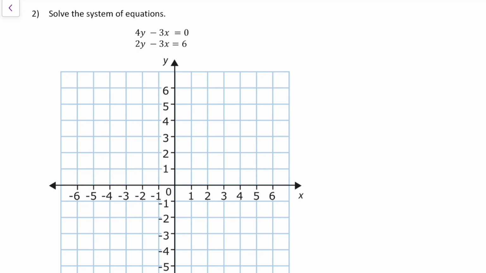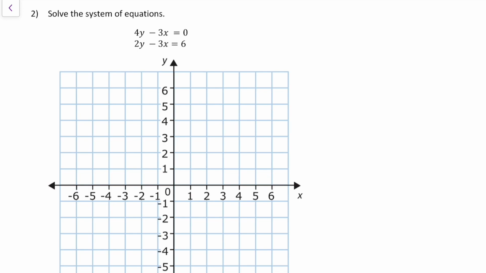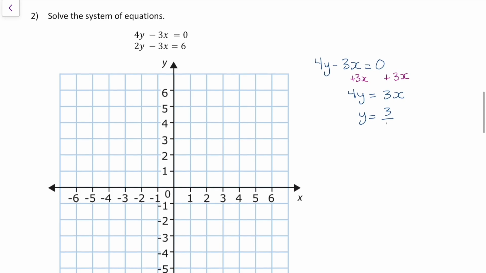Okay, so again, I like to use my y equals mx plus b equation in order to graph. So I'm going to rearrange these and see if they give me some nice numbers to work with when graphing. So I get 4y minus 3x equals 0. I'm going to solve this to be y equals. So I'm going to add 3x to both sides. It gives me 4y equals 3x. And then I'm going to divide by 4, and I get y equals 3/4 x.